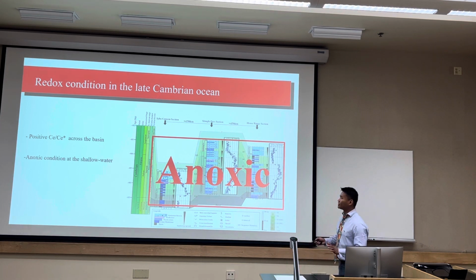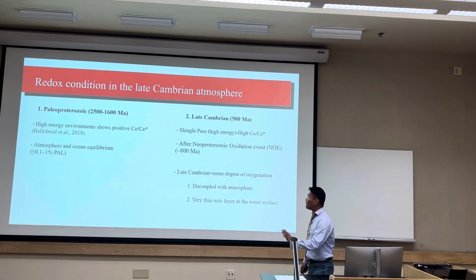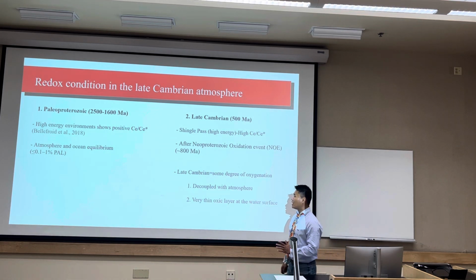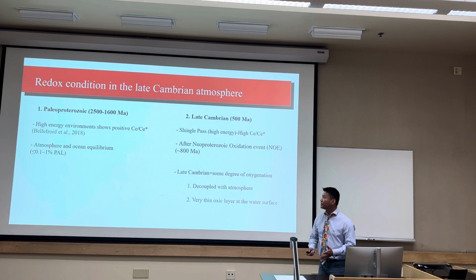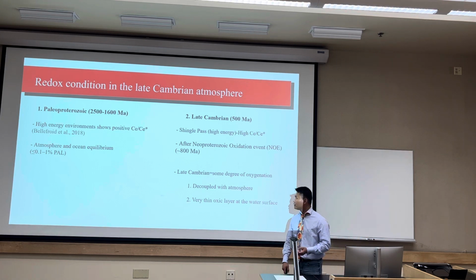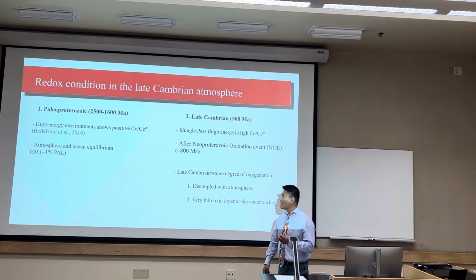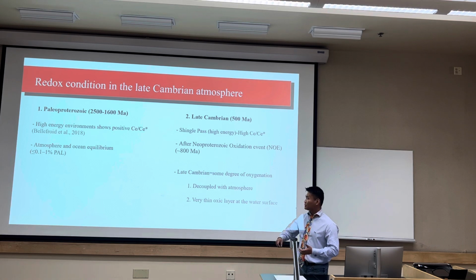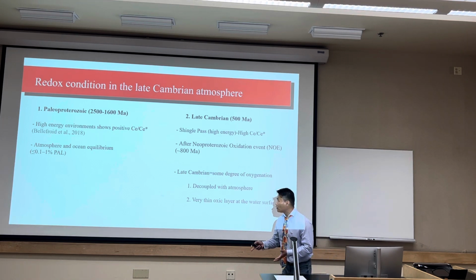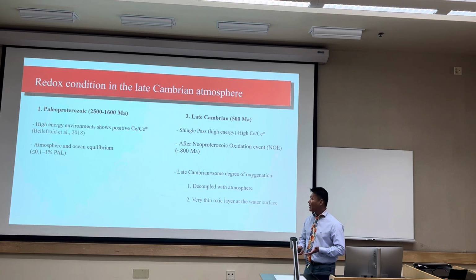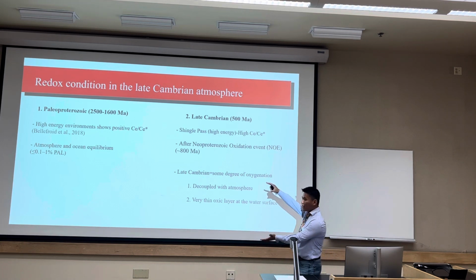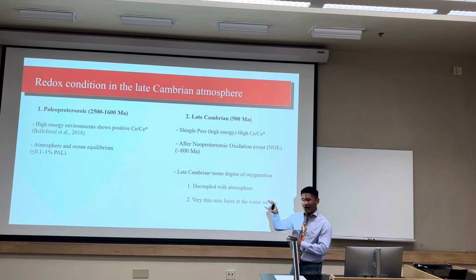So this is the ocean condition. So what about the Late Cambrian atmospheric condition? Let's do some comparison here. The Paleoproterozoic period, which is around 2,500 to 1,600 million years ago, also has the same phenomenon. The high energy environment also documents the positive cerium anomaly, because the atmosphere and the ocean often achieve equilibrium. So when you have an anoxic condition in a high energy environment, it will be reflected in the anoxic condition in the atmosphere.